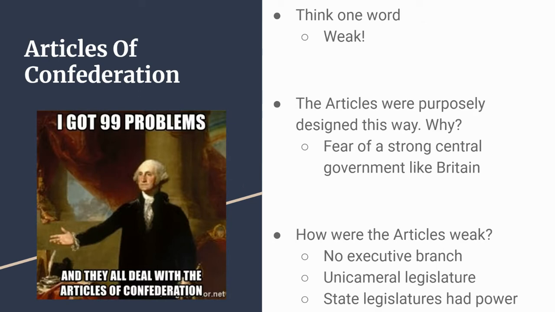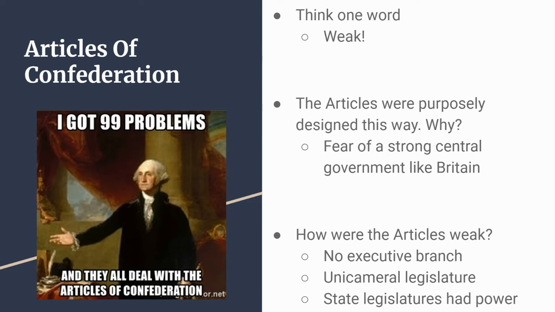All right, so now let's go on to the Articles of Confederation themselves. And again, I want you to think of this as the predecessor to our actual Constitution. It's America's first form of government, the Articles of Confederation. And whenever you hear this word in AP or ever, anywhere, I want you to think one word, and that's weak. Okay, the Articles of Confederation were very weak, and they were purposely designed this way.